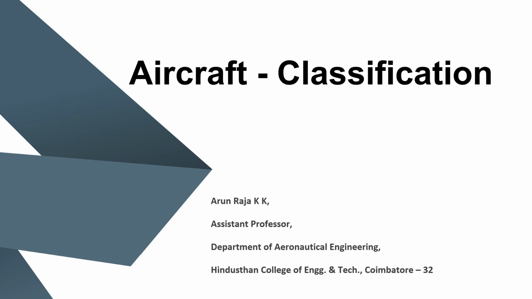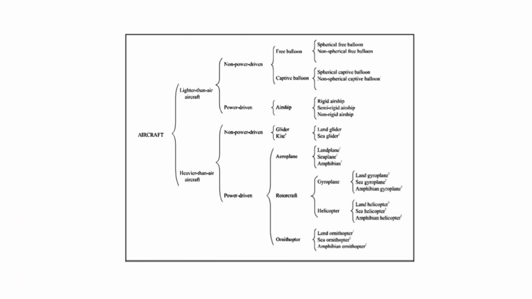In this video, we are going to see about the classification of aircrafts based on lighter than air systems as well as heavier than air systems. Welcome to the video. The aircraft is broadly classified into lighter than air aircraft and heavier than air aircraft. Further, it is classified into non-power driven and power driven aircrafts, and it is further classified into a number of different types based on the working of the aircraft.